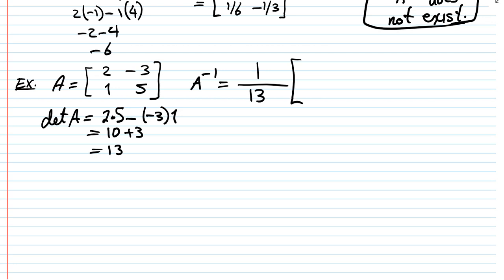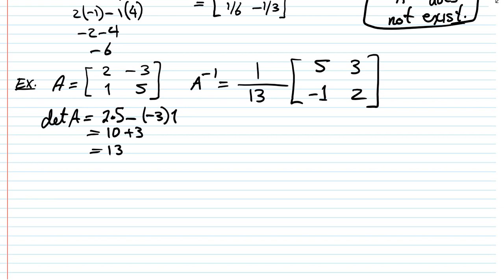Look how fast we get this. Swap 2 and 5. We get 5, 2. Change negative 3 to 3. 1 to negative 1. And there you go. We're done. You literally spend less than a minute to find this inverse.